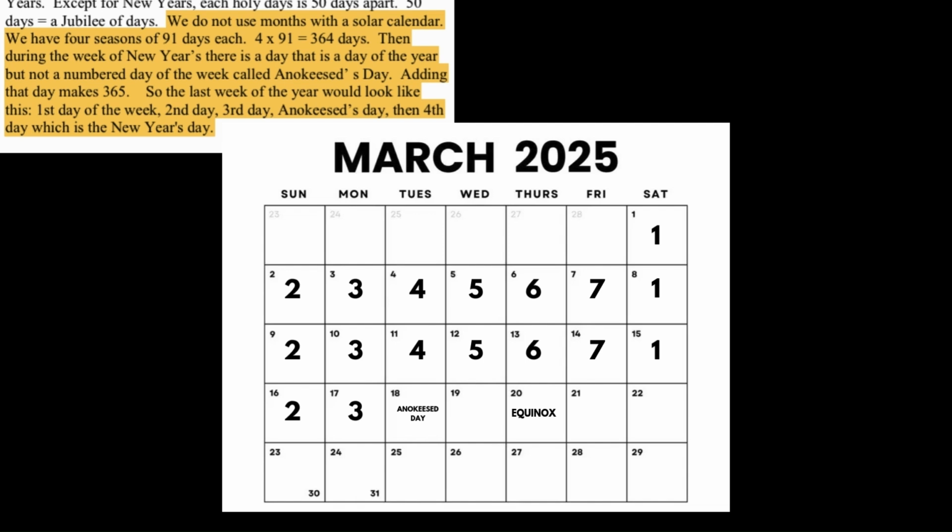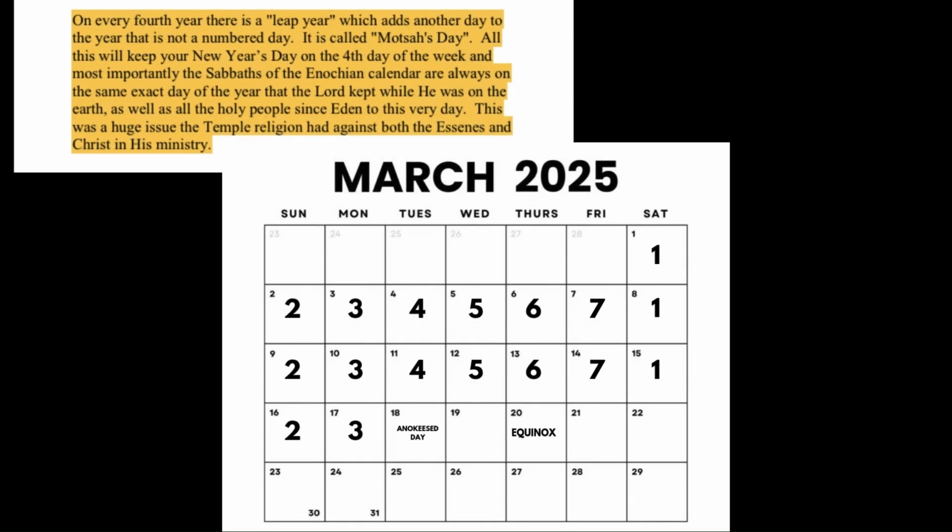Watch this though. You might say, yo, P, your math ain't mathing. That fourth day ain't the equinox. My response is very good observation. Let's skip down and read though. It's highlighted on your screen. Read. On every 4th year, there is a leap year, which adds another day to the year that is not a numbered day. It is called Moses Day.